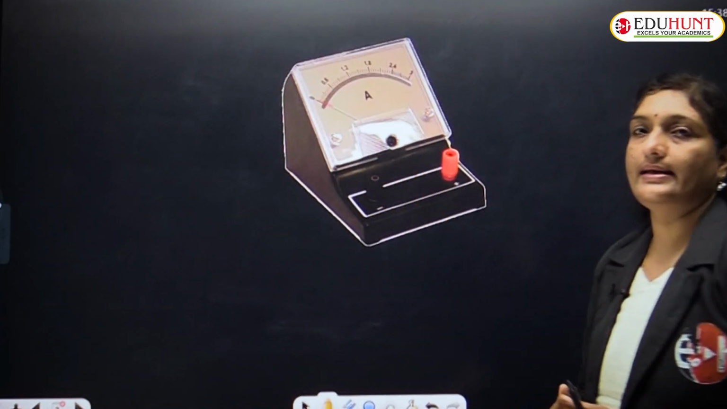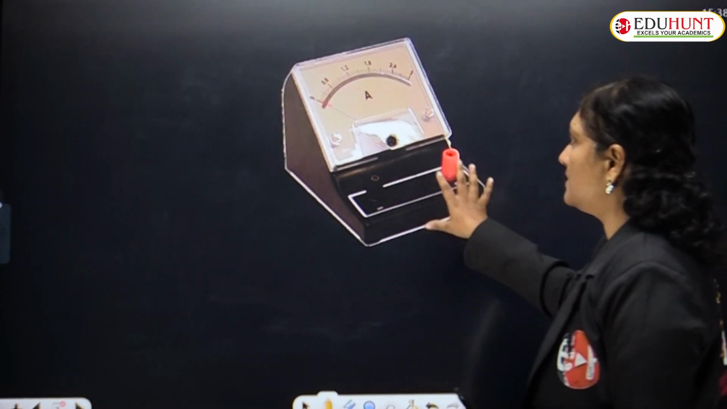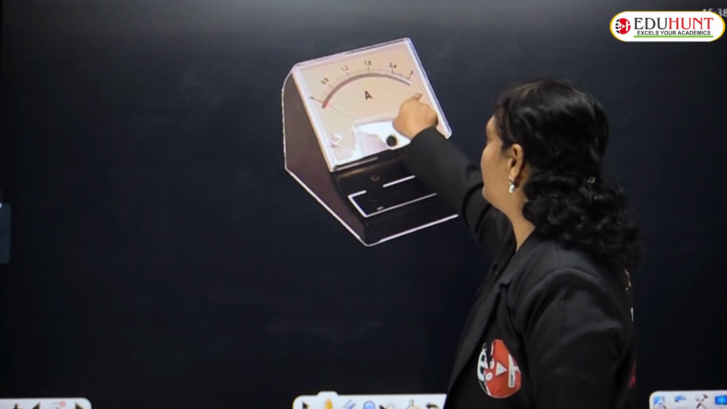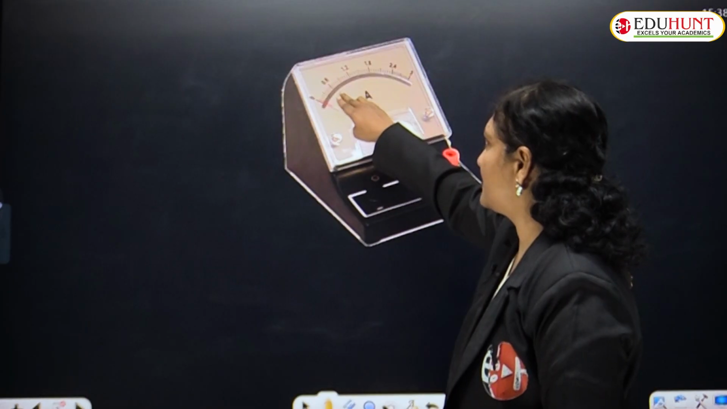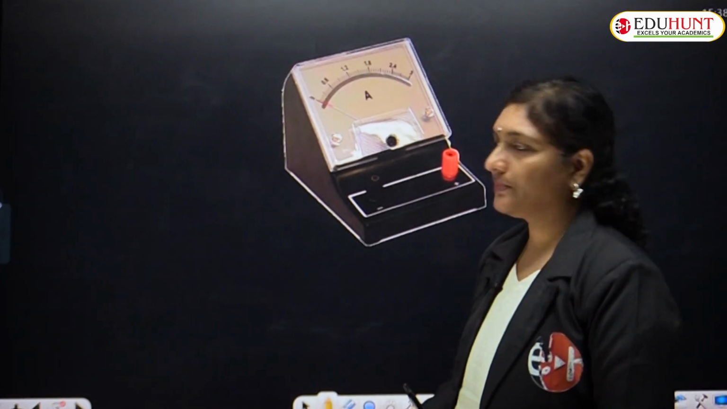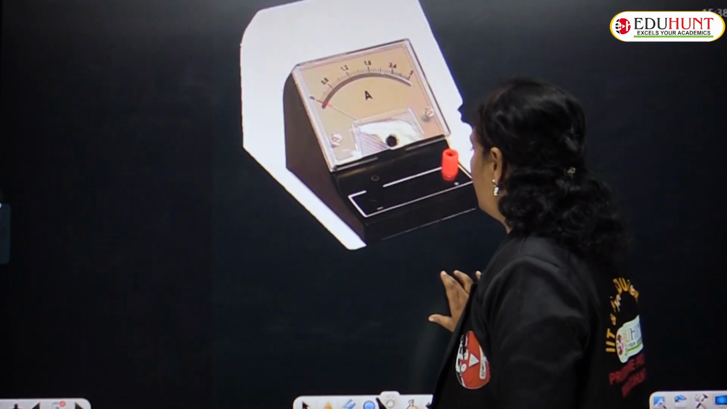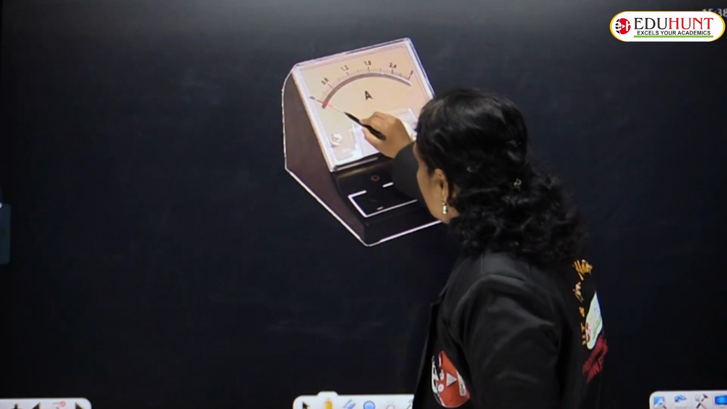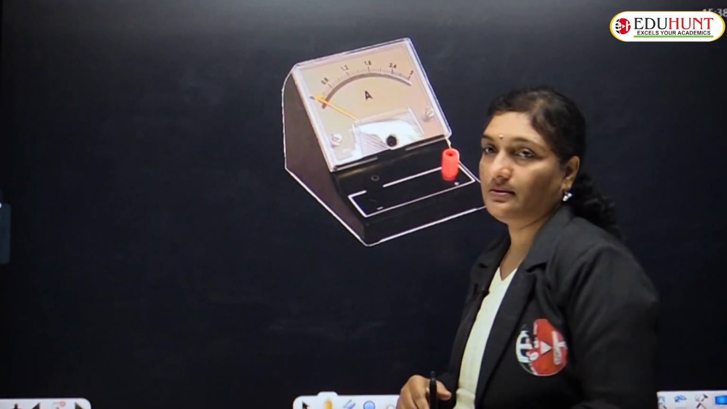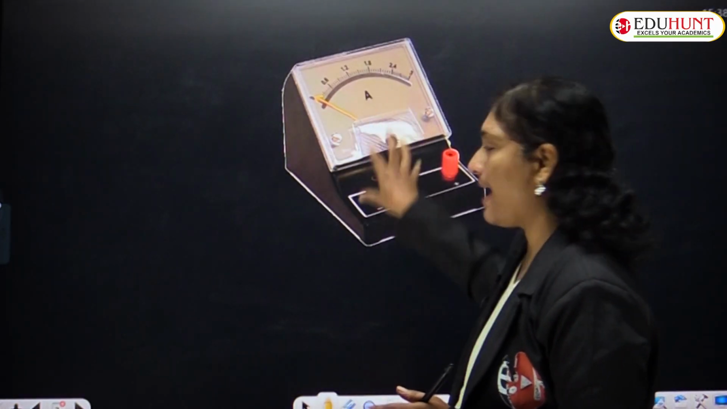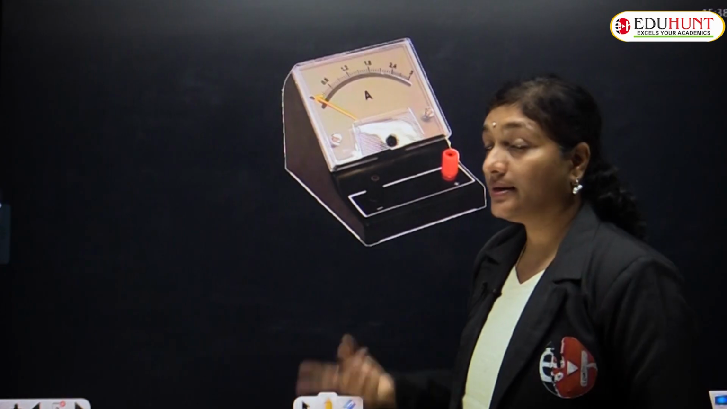So this is how an ammeter looks like. If you consider this ammeter, symbol A indicates your ammeter. It has some readings over there: 0 amperes, 0.6 amperes, 1.2 amperes, 1.8. So some readings are given. You can even observe a pointer on this. This pointer shows the amount of electric current passing through the circuit whenever this ammeter is connected in a circuit.